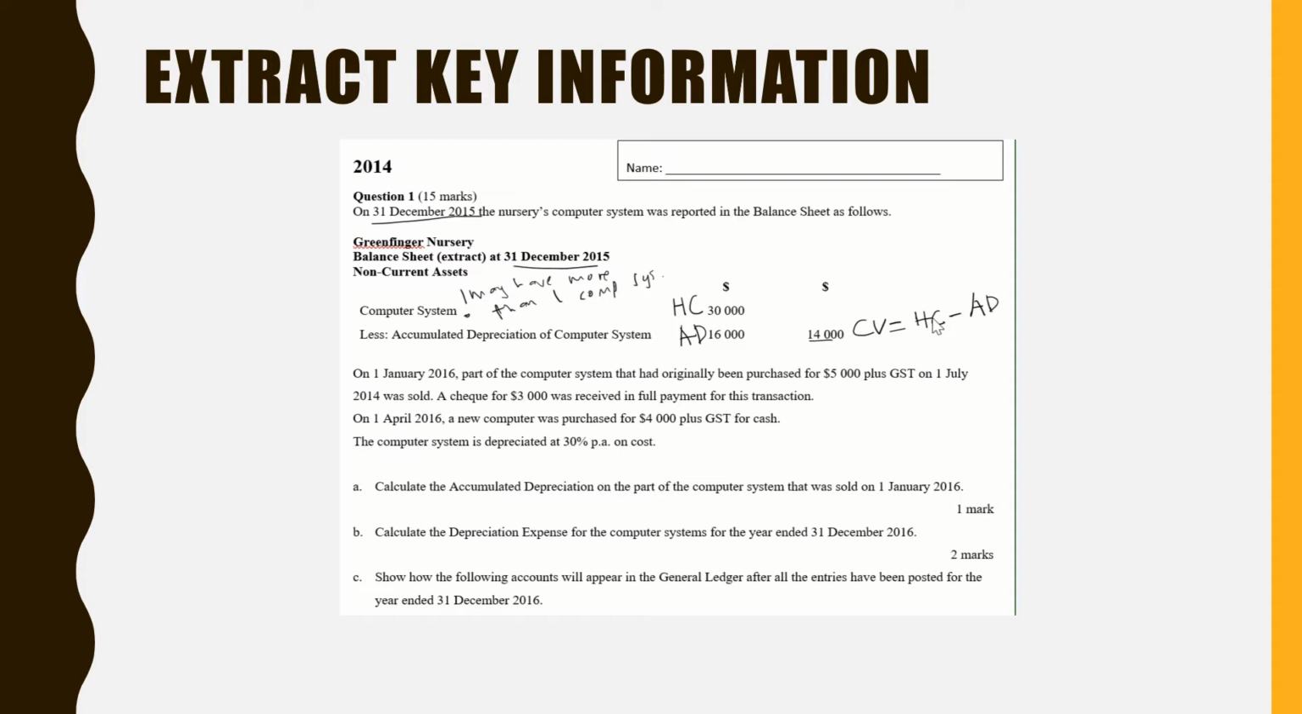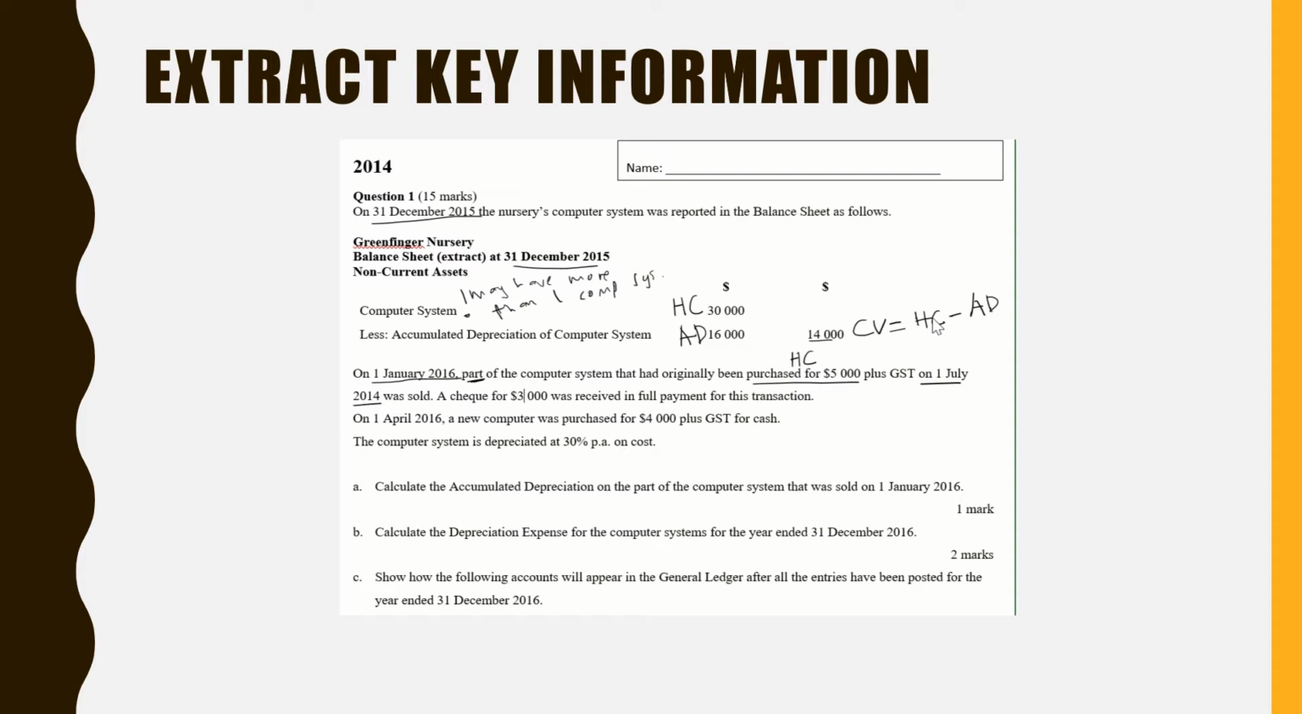Okay, moving on. On the 1st of January 2016, part of the computer system, which means only some or one part of the computer system has been sold, not all of it, okay? Part of the computer system that had originally been purchased for 5,000 plus GST. So when I see the word purchase, that's my historical cost, and it was purchased on the 1st of July 2014, and that asset was sold.